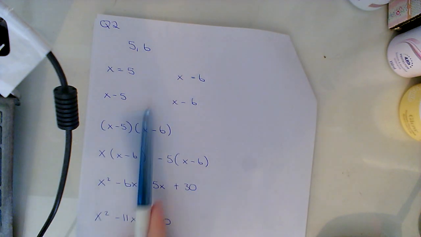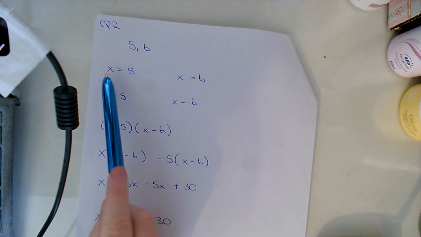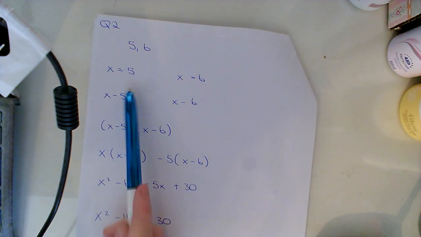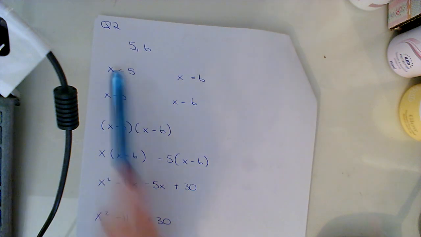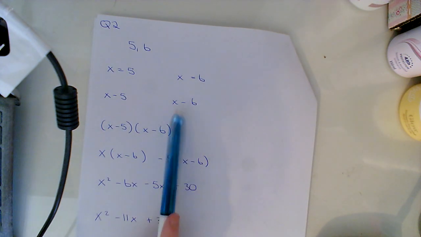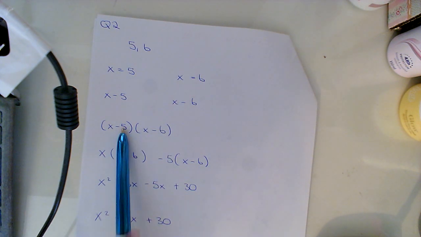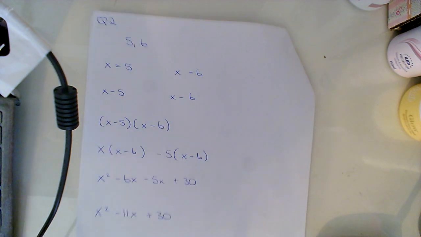Okay, question 2 then, I have 5 and 6. So I have x is equal to 5, x is equal to 6. I then get my factors, so I go x minus 5, I bring it over the equal sign, and I bring this over the equal sign, and I have x minus 6. I bring them together to multiply them, so I have x times everything in my second bracket, and my second term, which is minus 5, times everything in my second bracket.